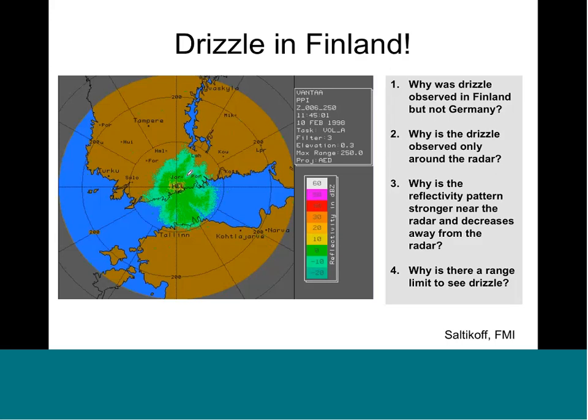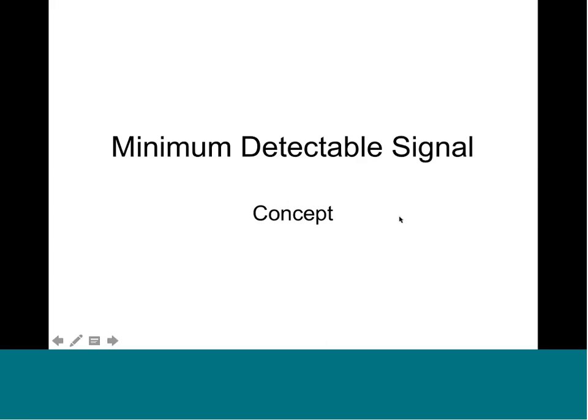And why is the drizzle stronger in this area near the radar versus this area, which is farther away from the radar? So there's a drop off in terms of the radar echo with range. So the question is, why is there a range limit to see the drizzle? Okay, wrong way, sorry. So let's talk about minimum detectable signal. So we're going to try to answer those questions.